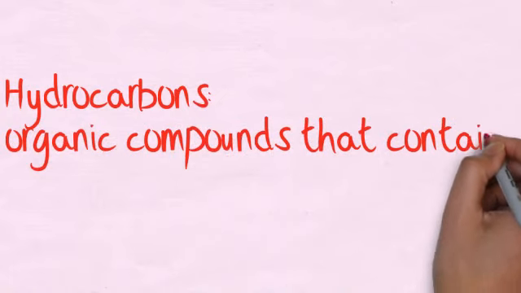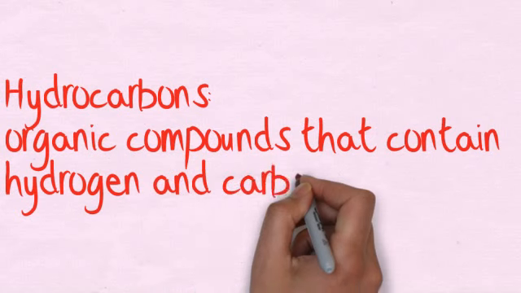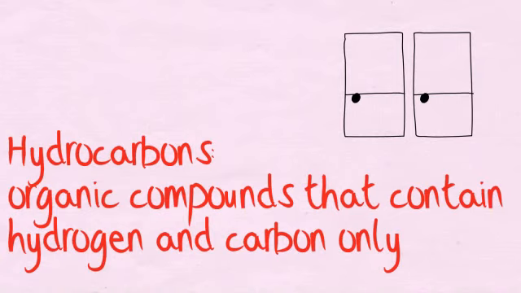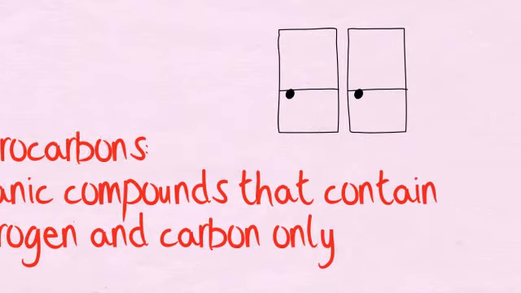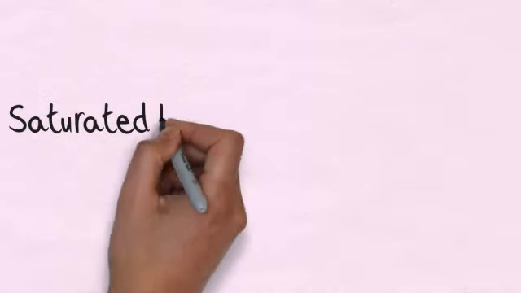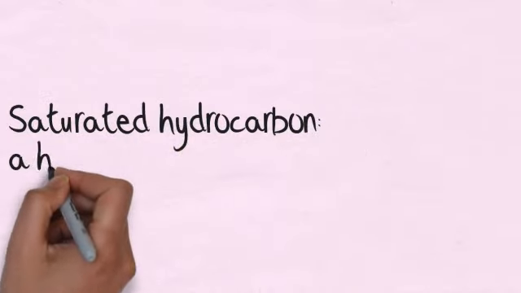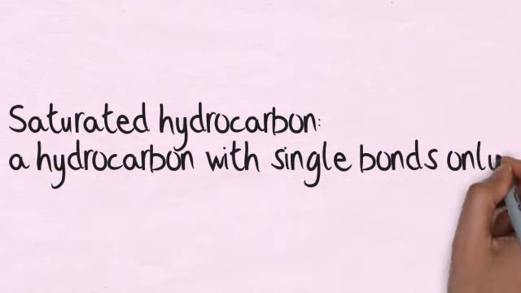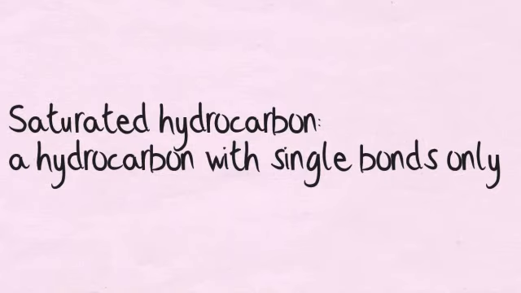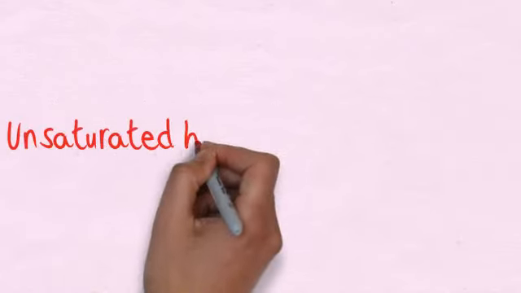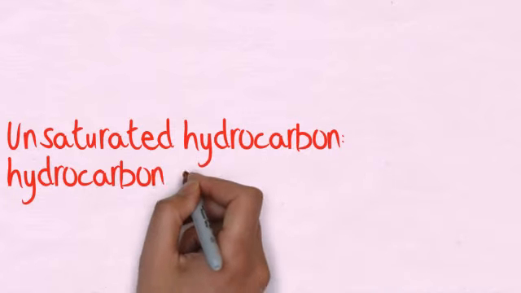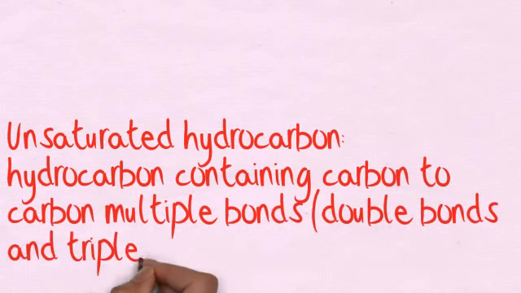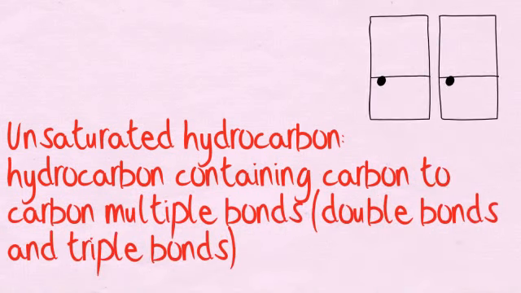Hydrocarbons. These are organic compounds that contain hydrogen and carbon atoms only. This is a common exam question. A saturated hydrocarbon is a hydrocarbon with single bonds only. An unsaturated hydrocarbon is a hydrocarbon containing carbon-to-carbon multiple bonds, i.e. double bonds and triple bonds. Again, this is a common exam question.